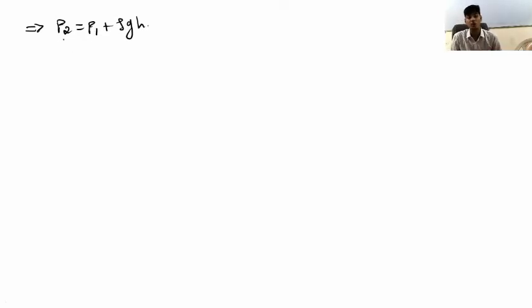We know what P2 is. P2 is pressure at point 2 inside the liquid. P1 is pressure at point 1 inside the liquid. In rho g h, rho is density of liquid, g is acceleration due to gravity, and h is the depth of point 2 from point 1. I can write the diagram again, and we'll try to understand the significance of this equation.